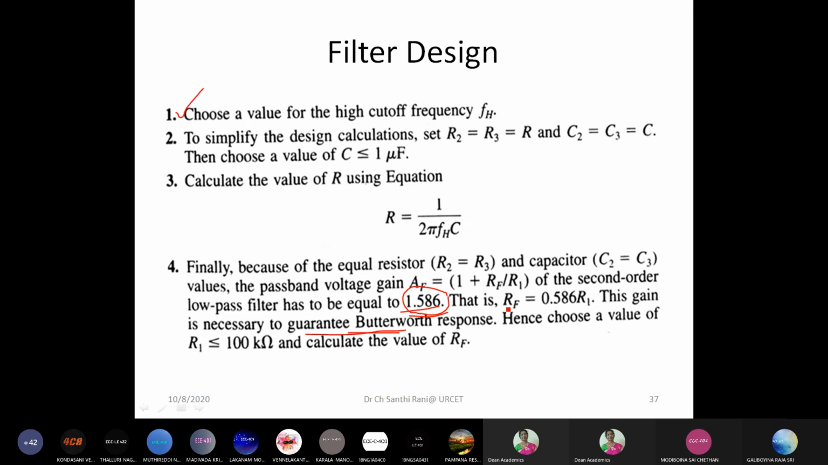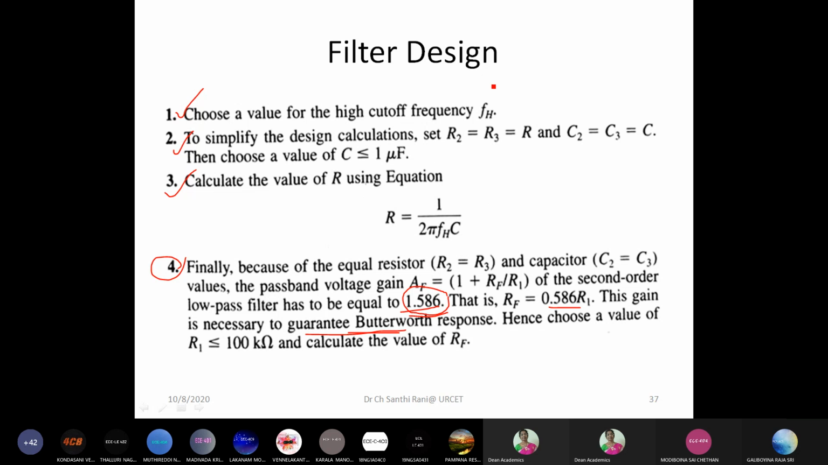So AF is equal to 1 plus RF by R1 equal to 1.586. So RF by R1 is equal to 1.586 minus 1, it is 0.586. So RF is equal to 0.586 into R1. Only this is the new point that you have to remember for second order filter. All other filter design steps are the same.